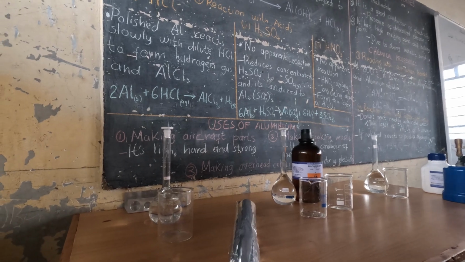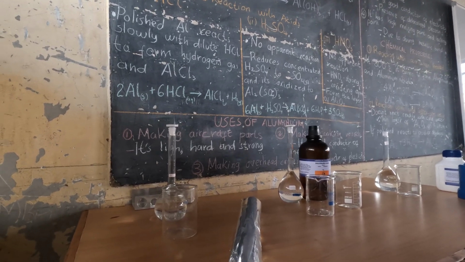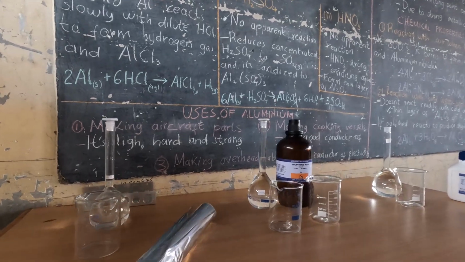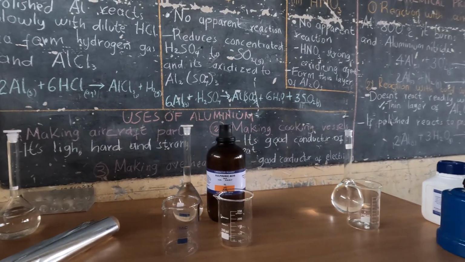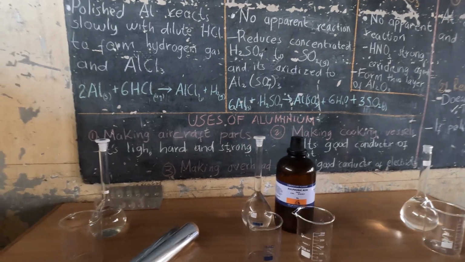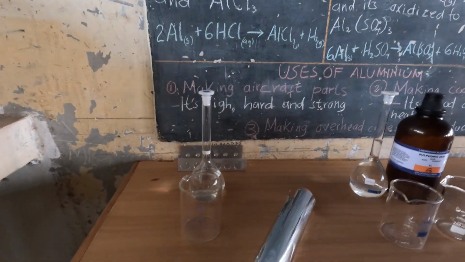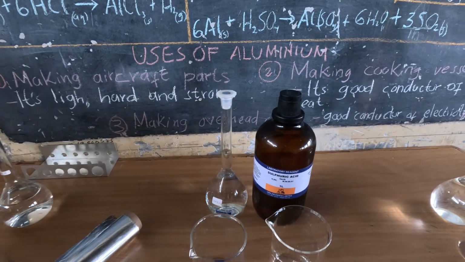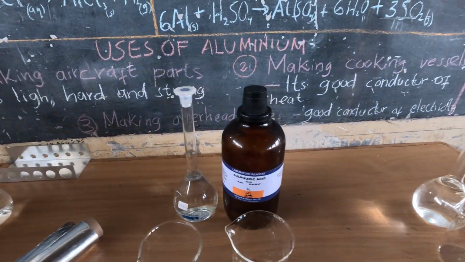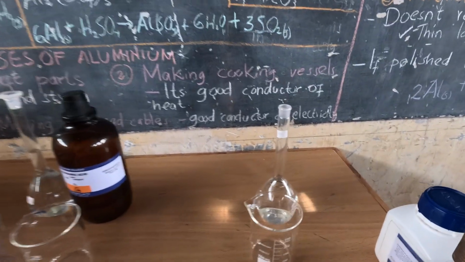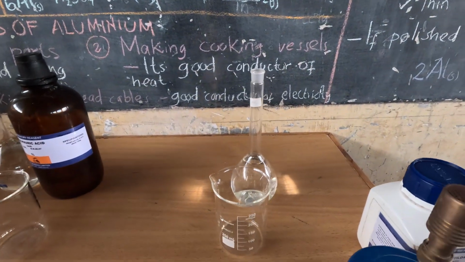I'm going to use this representation to show you some of the chemical properties of aluminium. Now that we have discussed them, you can see here I have 2 molar hydrochloric acid, aluminium foil, some beakers. I have sulfuric(VI) acid, that is 2 molar sulfuric(VI) acid and concentrated sulfuric(VI) acid. I have nitric(V) acid, that is 2 molar, and a beaker.